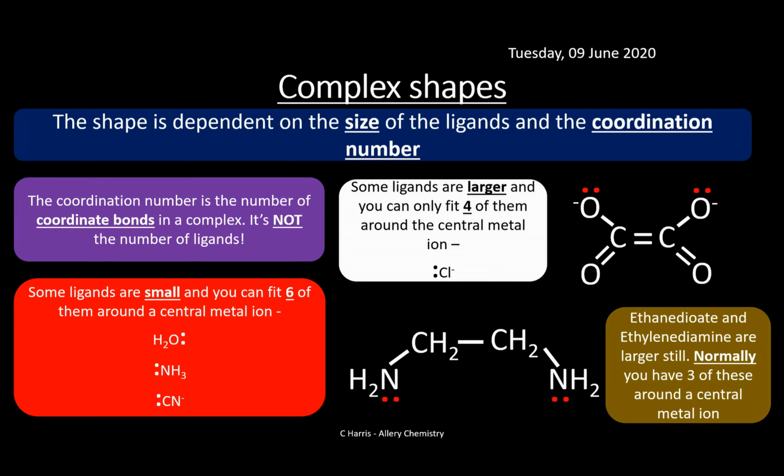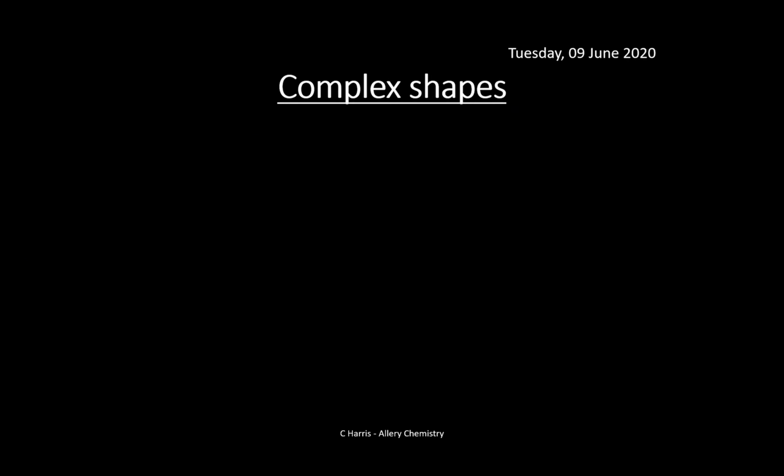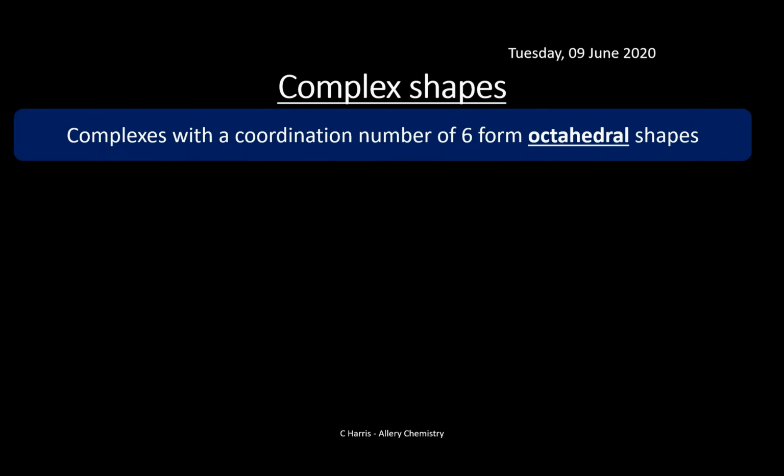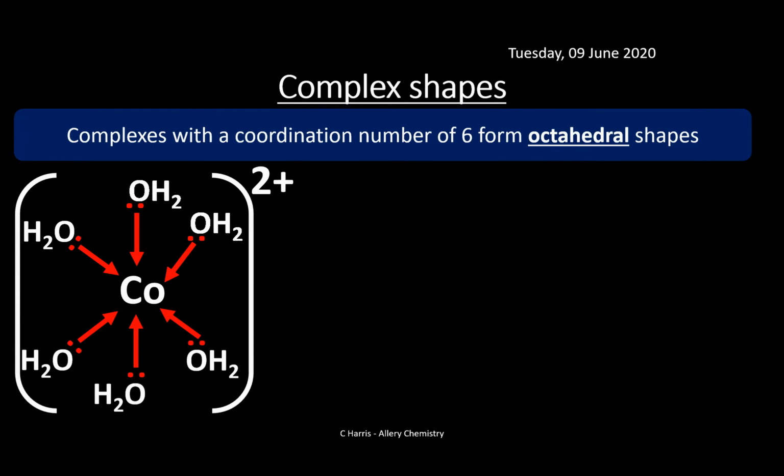Okay, so that's important because the size of the ligand is now going to determine the shape of the complex that they form. So let's have a look. Complexes with a coordination number of 6 form octahedral shapes. For example, we've got a cobalt metal ion in the middle here, and we've got a small ligand, this is water, surrounding the cobalt ion in the middle.